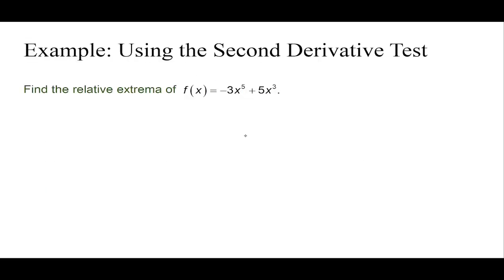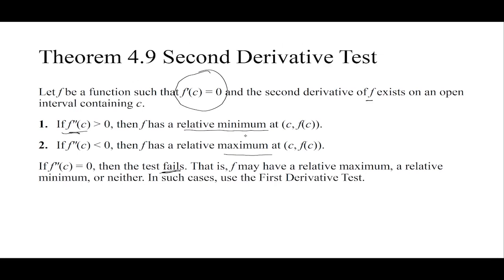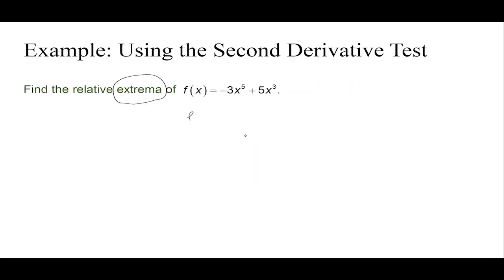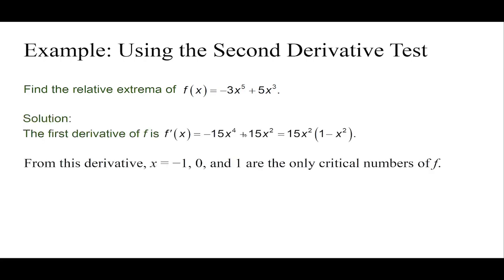Let's look at one example. Let's say this is the function. We would like to find the relative extrema, meaning relative maxima or minima, whenever it's possible. By using the second derivative test, we need to find the first derivative first, which by using the power rule would be negative 15x to the power 4 plus 15x to the power 2. We also have to find the second derivative, because we need to check it, by using the power rule one more time. So this is our first derivative.